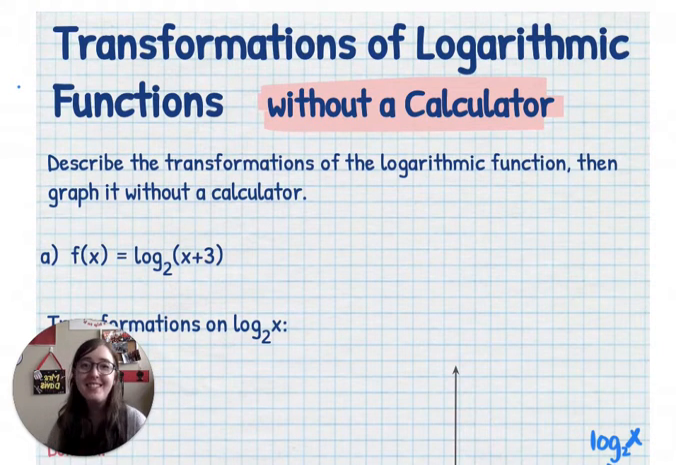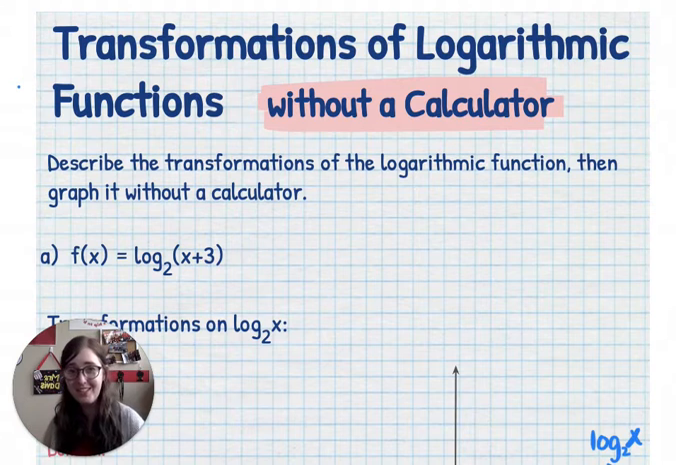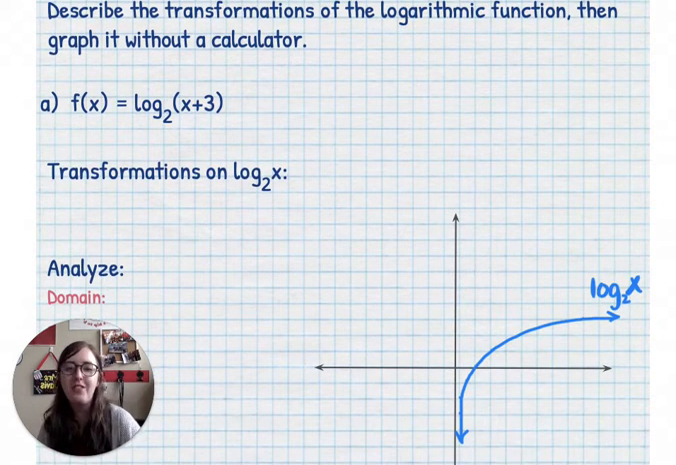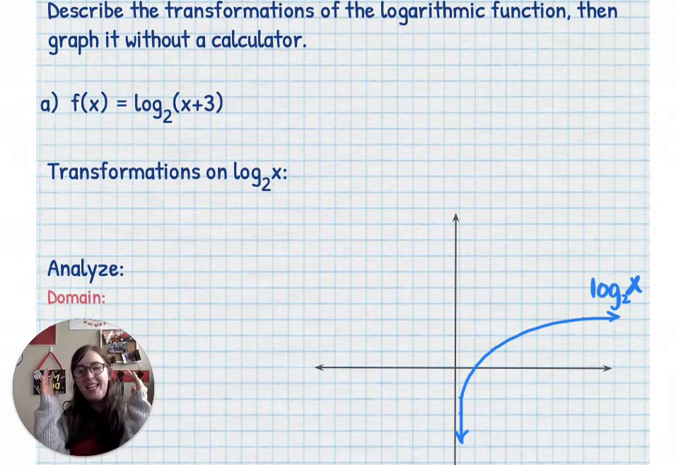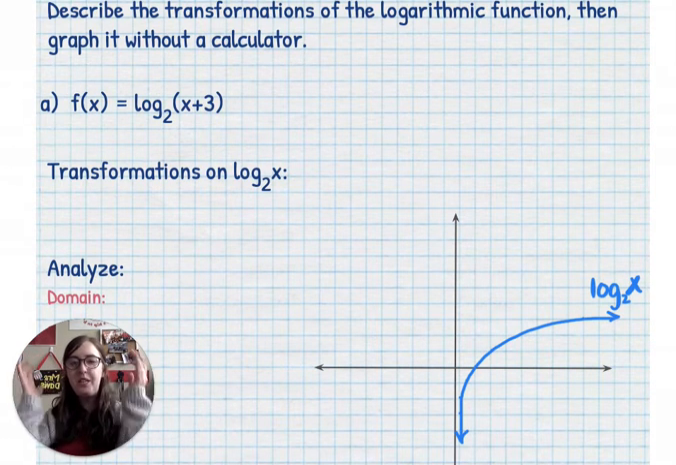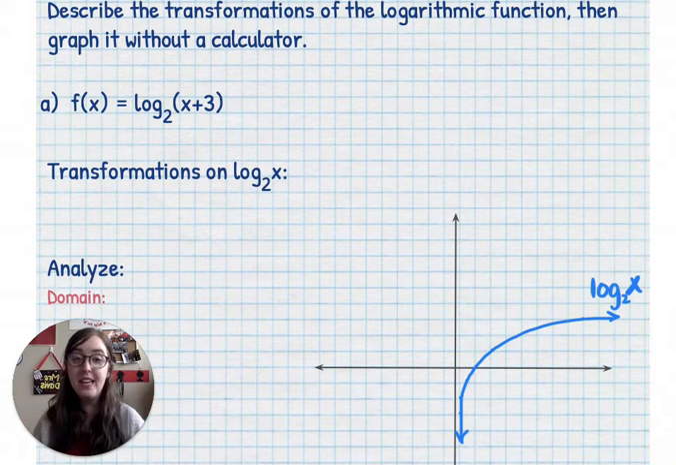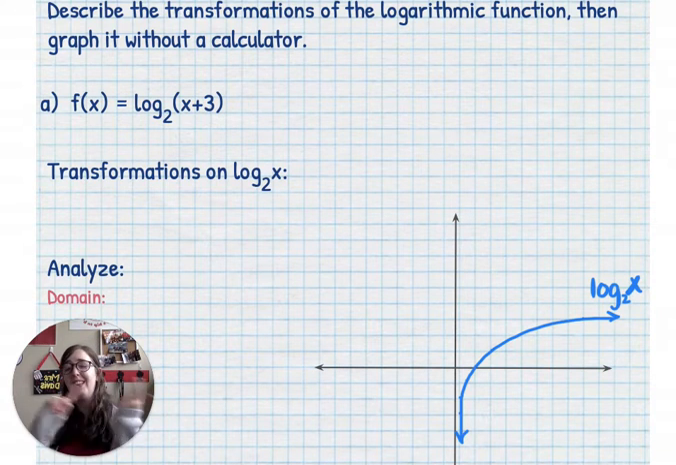Hi everyone! So now that we've graphed logarithmic functions, let's graph transformations of them without a calculator. The first thing that we want to do is graph log base 2 of x plus 3. Remember, when it's inside of those parentheses, it's going to be dealing with us horizontally. And anything in parentheses is lying to you. So even though it says plus 3, we're actually going to move to the left 3.